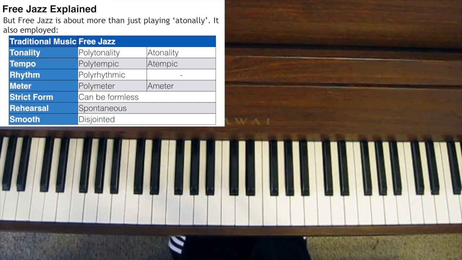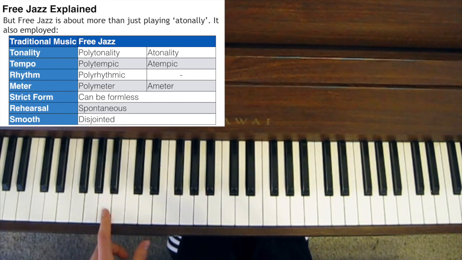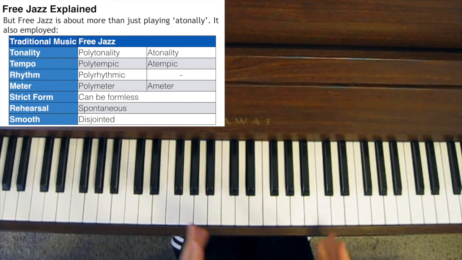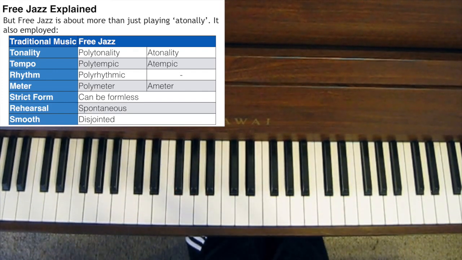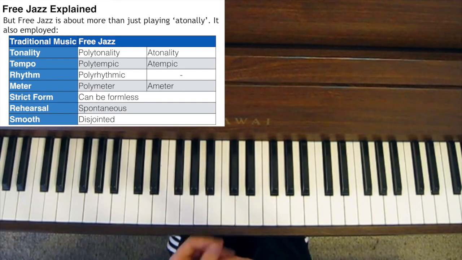Eric Dolphy, for example, who was a free jazz musician, was a big fan of using large interval jumps in his solos, so he'd do things like... Although he played the clarinet, I think, rather than piano, but you get the general idea. So, you name it, if a musical norm existed, free jazz musicians wanted to break it.